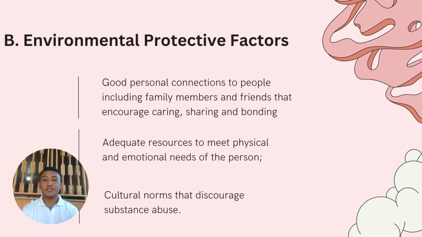Number three, cultural norms that discourage substance abuse. What do you mean by these cultural norms that discourage substance abuse? A drug culture has its own history pertaining to drug use that is usually orally transmitted. It has certain shared values, beliefs, customs, and traditions, and it has its own rituals and behaviors that evolve over time.